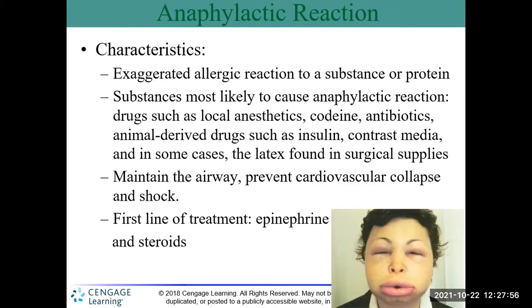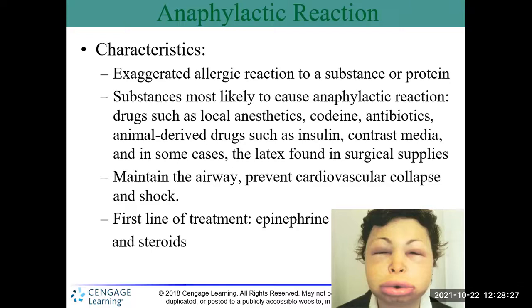And if you guys remember, we talked about how we would manage a patient with a latex allergy. We would do them first case of the day. Now the goal for these patients, as you can see in this picture, with the swelling that's occurring in the face, you can assume that that is occurring in the airway as well. So maintaining the airway is number one, and then preventing the cardiovascular system from collapsing and going into shock. So you want to be able to maintain that airway so you can get oxygen in immediately.